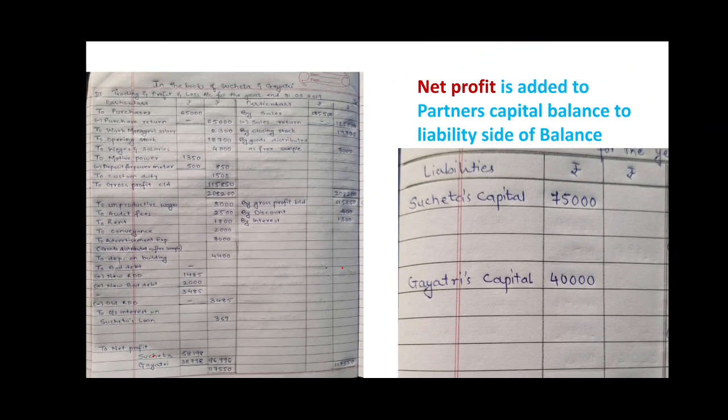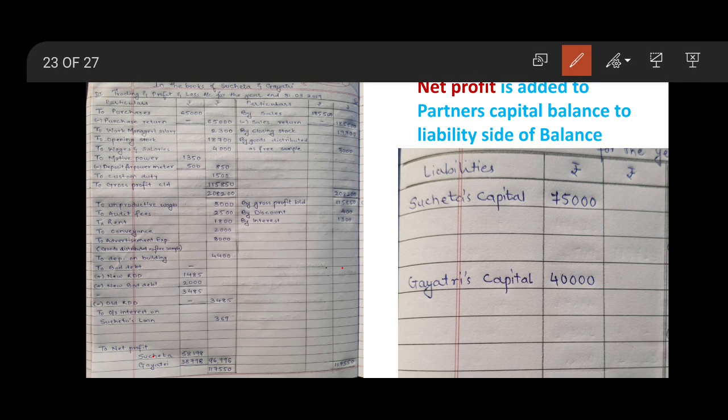What to do with this net profit? Net profit is added to the partners' capital balance on the liability side of the balance sheet. In the balance sheet, we left out two lines here after Sucheta's capital. Why have we left them out? We have left them for the drawings and net profit. Here in the question, there are no drawings. So net profit will be added.